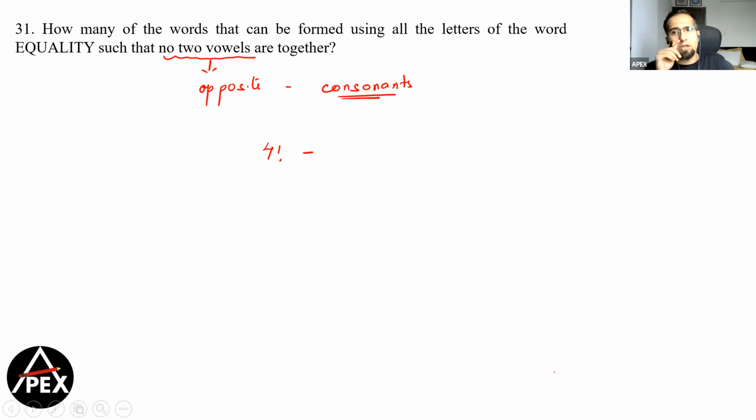Clear? Ravali, your answer is that all the vowels are not together, which is wrong. All the vowels are not together; 3 vowels can be together. Here, no two vowels are together is given, none.